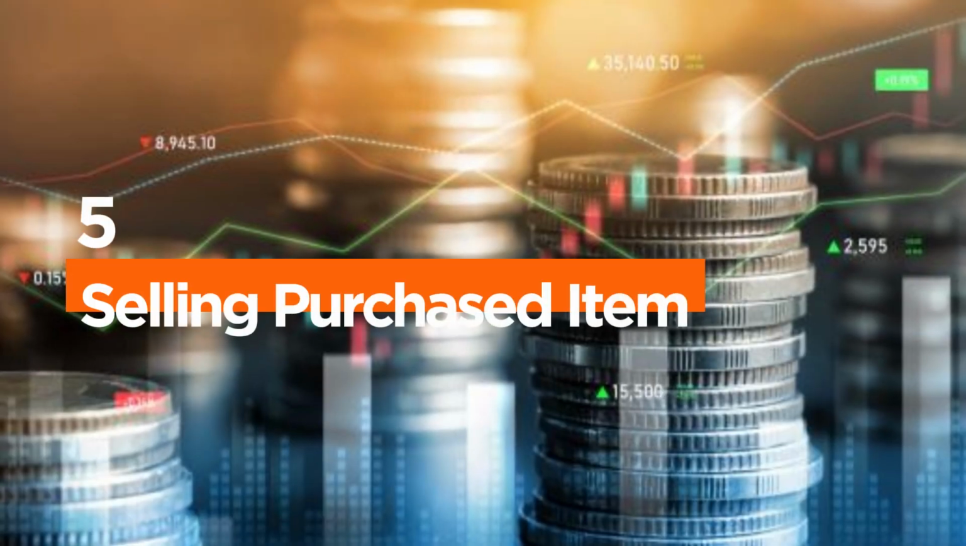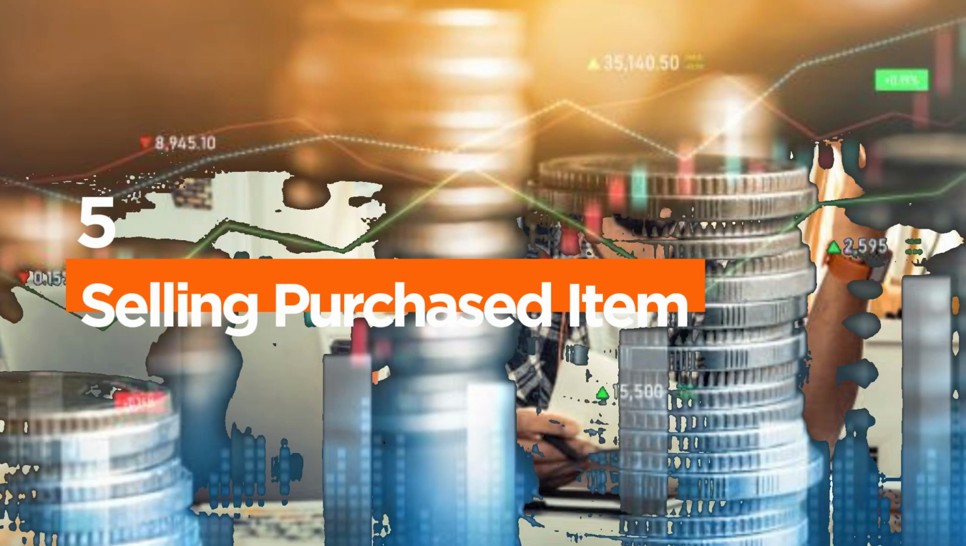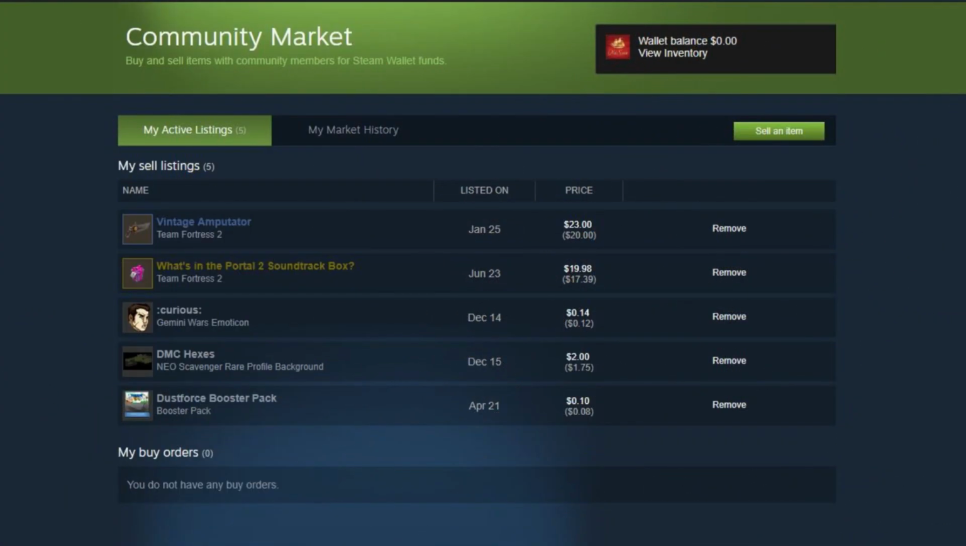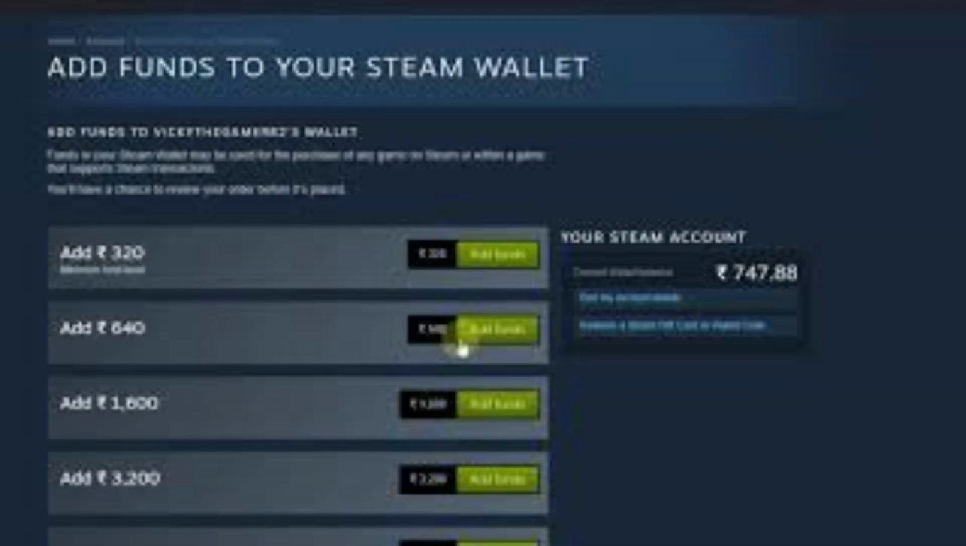Number 5. Selling purchased item. Now, here's the trick. Once you've bought an item, go back to the market and sell that item. This will turn your Steam wallet funds into tradable items.